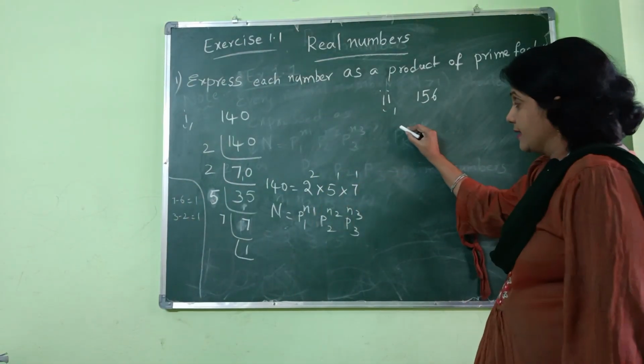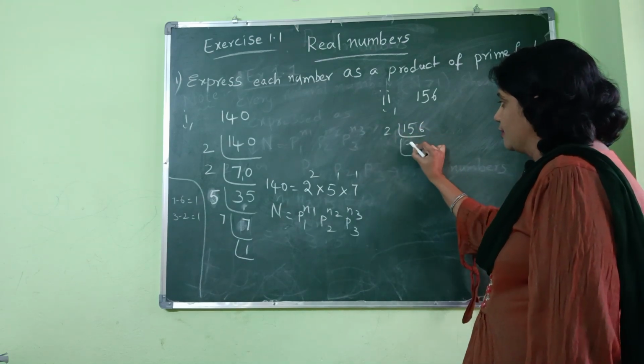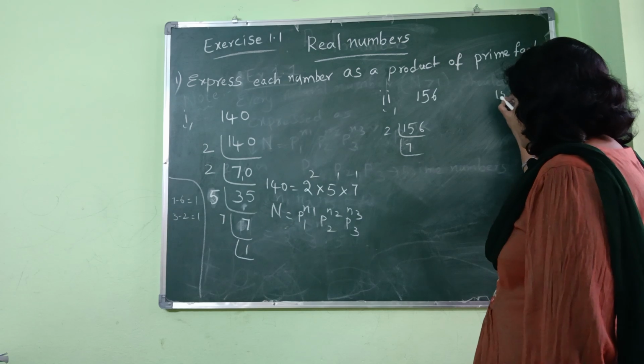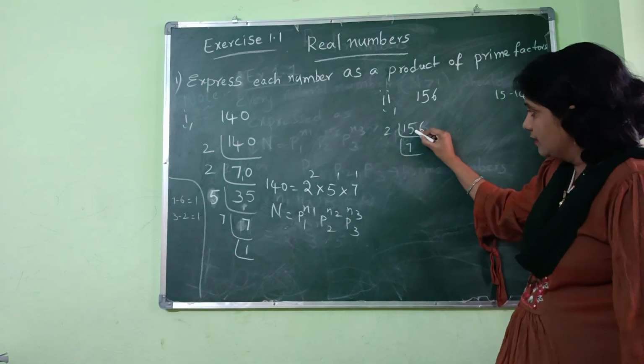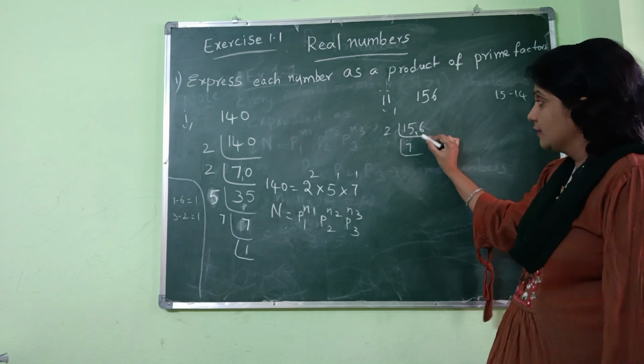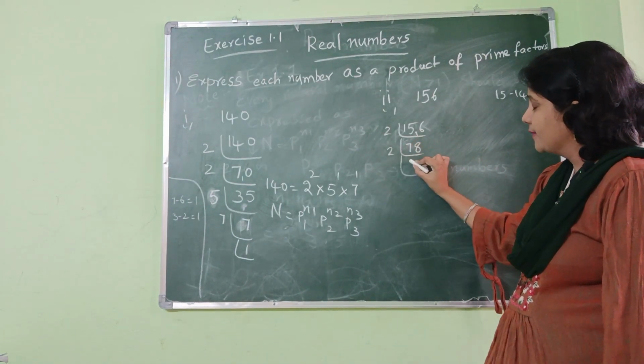What is the next problem again? Same. 156. We should be taking 156. 2 sevens are 14. So what happens? 15 minus 14 is again 1. So write down 1 small. So it will become 16. So in the 2 table, 16, how many times? 2 eights are 16.